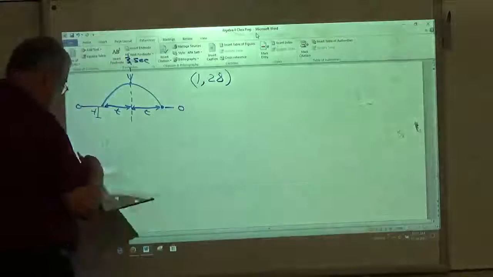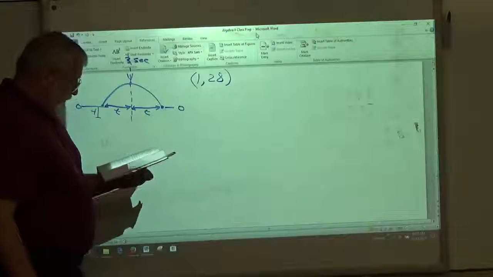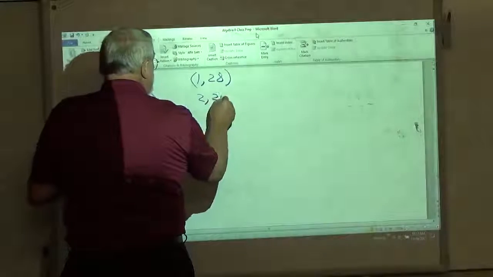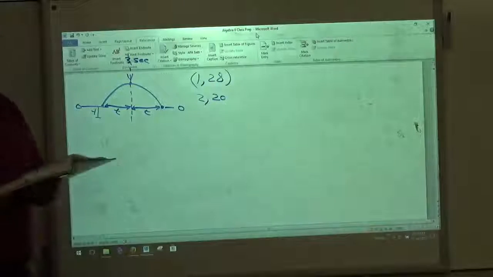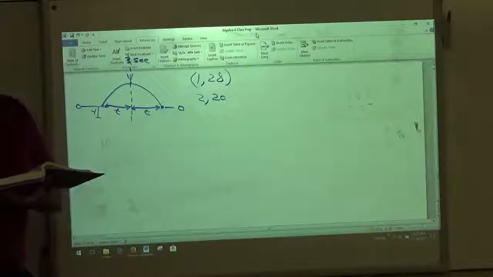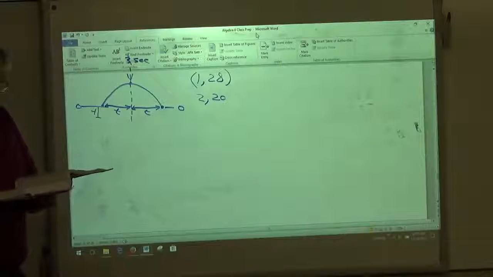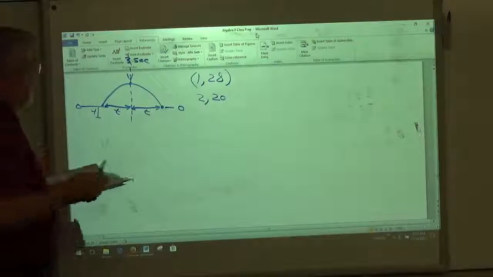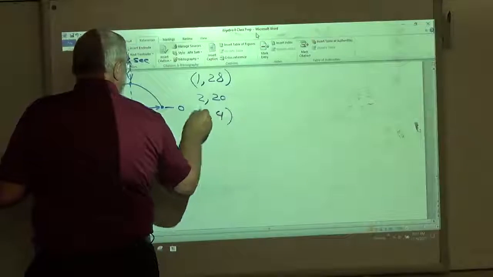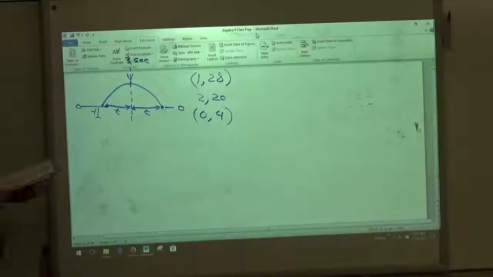Okay. And what else does it give you? 2 seconds after it was kicked, it was 20 feet up. Okay, now, what does that mean? It's already past the vertex, it started back down. Okay, and do we have a third point? No. Yeah, well, we do. 0, 4. Yes, we do. So we have our 3 points. Right.